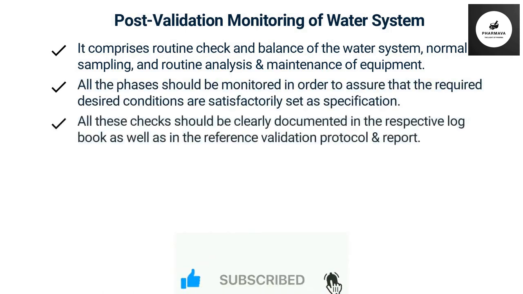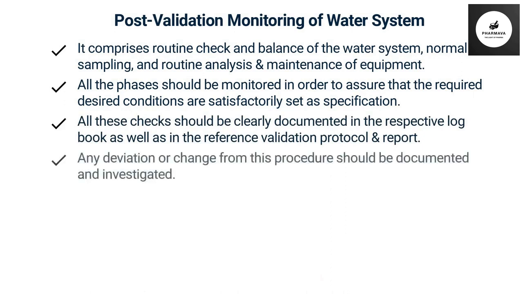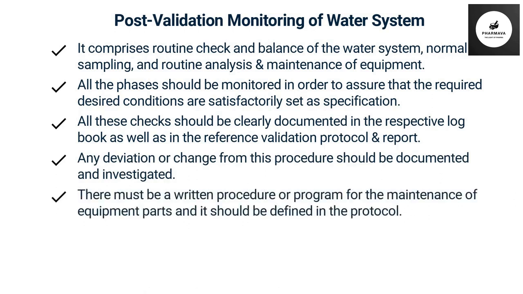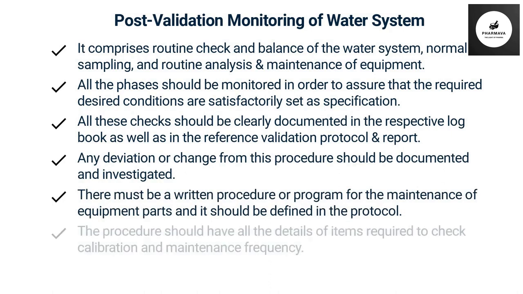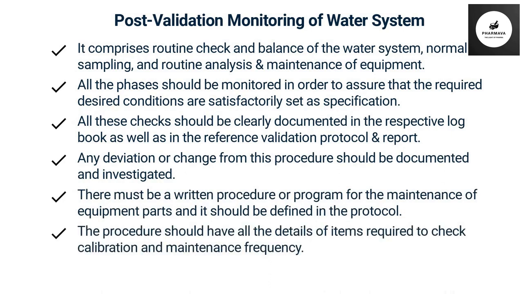All these checks should be clearly documented in the respective logbook as well as in the reference validation protocol and report. Any deviation or change from this procedure should be documented and investigated. There must be a written procedure or program for the maintenance of equipment parts and it should be defined in the protocol. The procedure should have all the details of items required, calibration checks, and maintenance frequency.